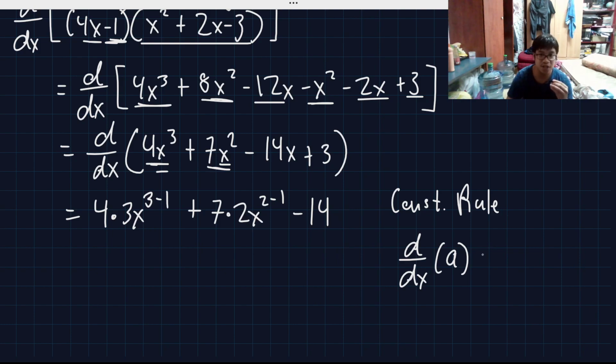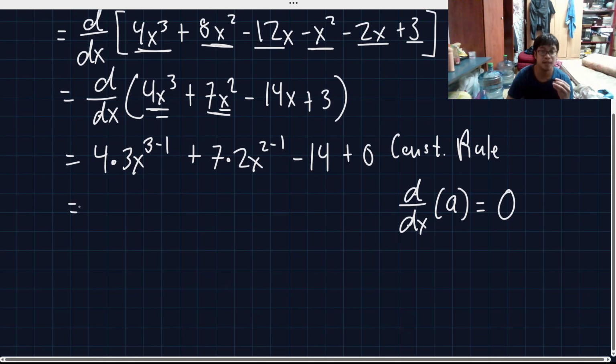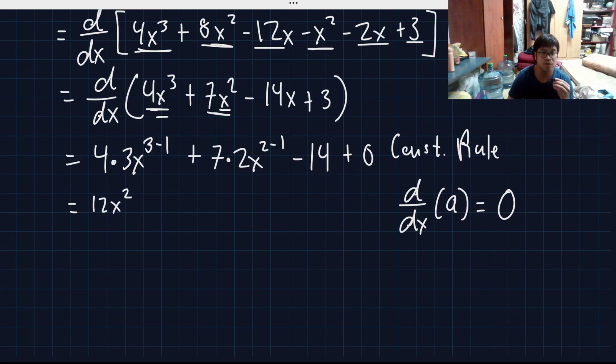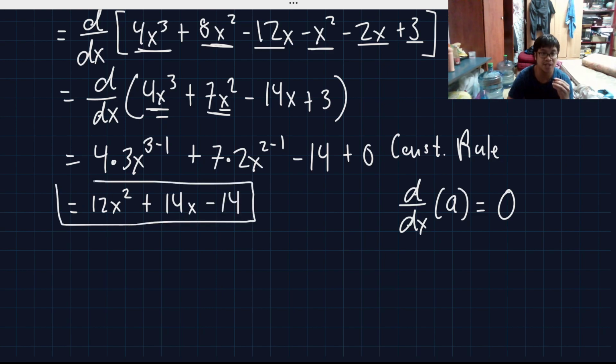Constant rule of differentiation is basically that the derivative of a constant term is always 0. Hence, you have plus 0. Then now let's combine. So 4 times 3 is 12, x raised to 3 minus 1 squared, plus 7 times 2, 14, 2x raised to 1 is just x, then minus 14. And there we go. This is just the same answer that we had last time.